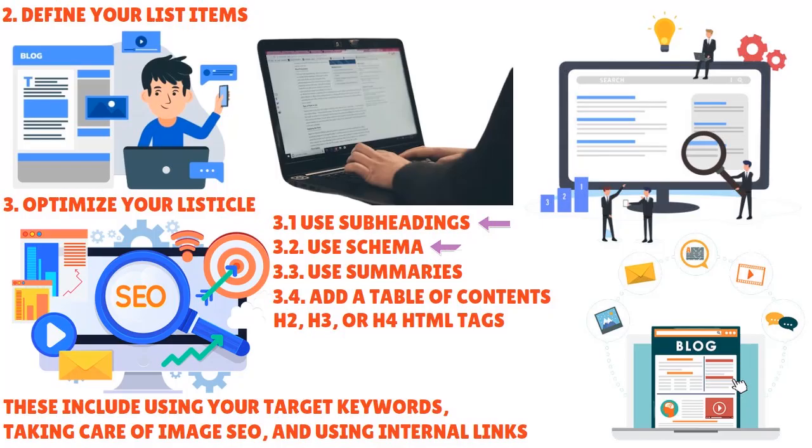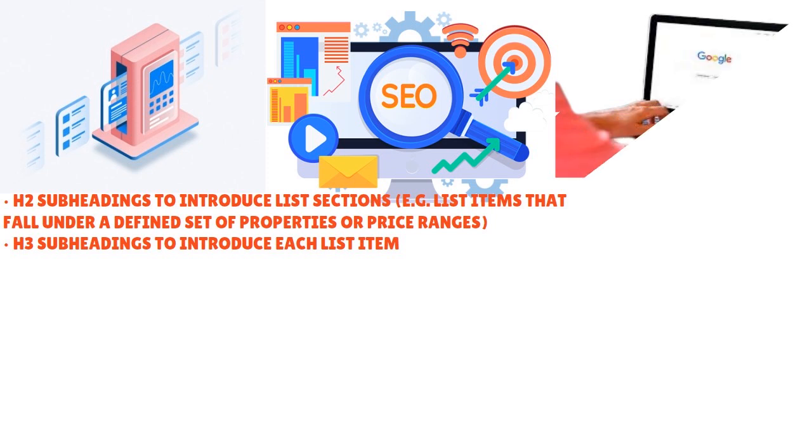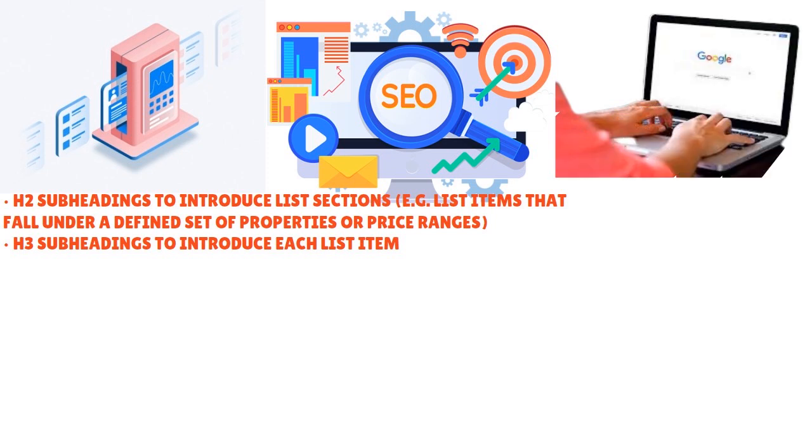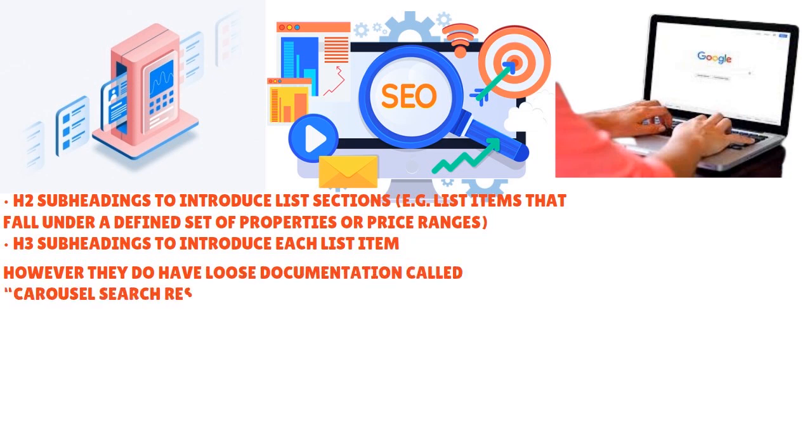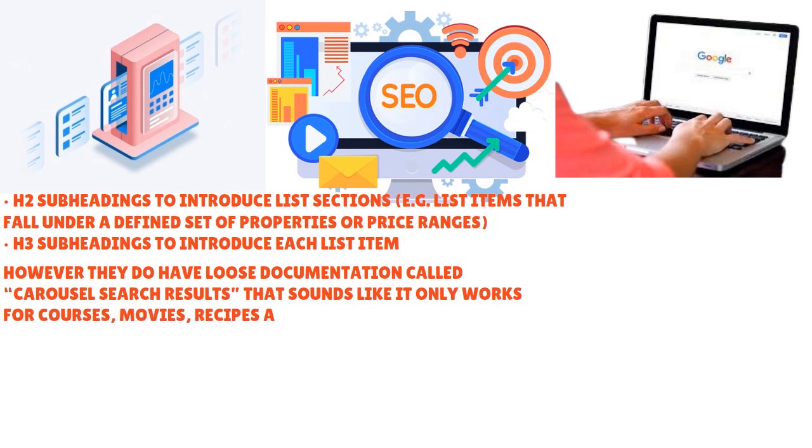You can also use schema. Google doesn't have a well-defined set of rules on how to mark up your list using schema. However, they do have loose documentation called carousel search results that sounds like it only works for courses, movies, recipes, and restaurants. So this is what it is.